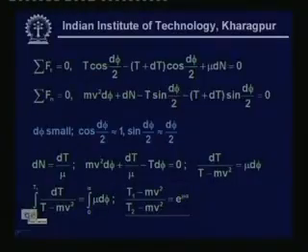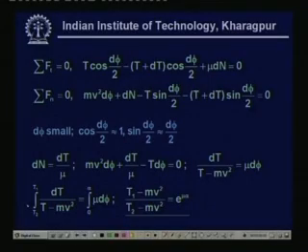You see that once again we are just repeating these equations that we have written in the earlier slide. Now, here we have an assumption that this d phi is small. So, we know from the geometry that cos d phi by 2 can be approximated as 1 and sin d phi by 2 can be approximated as d phi by 2.